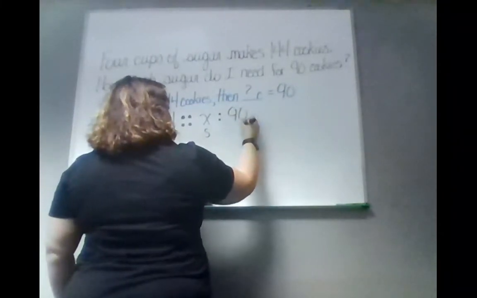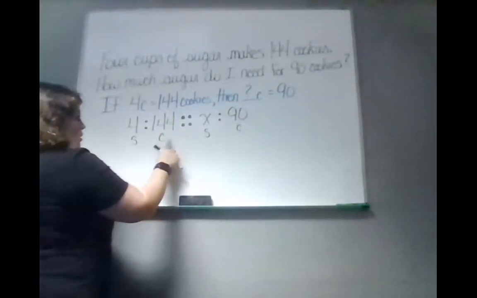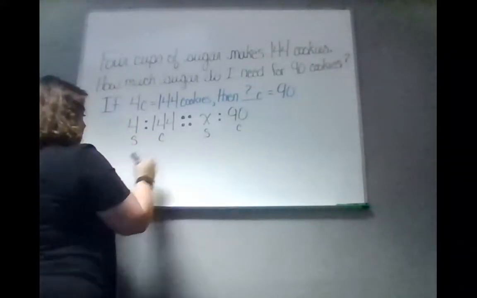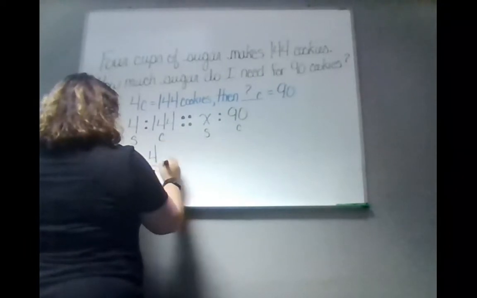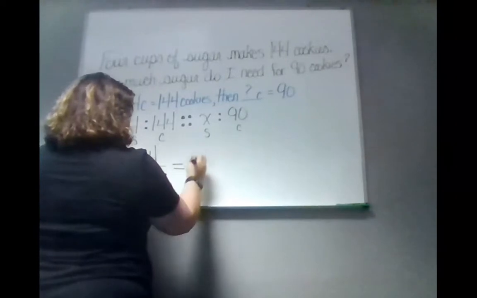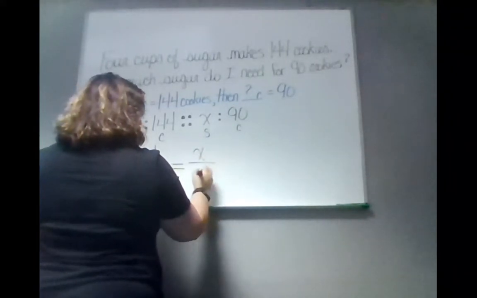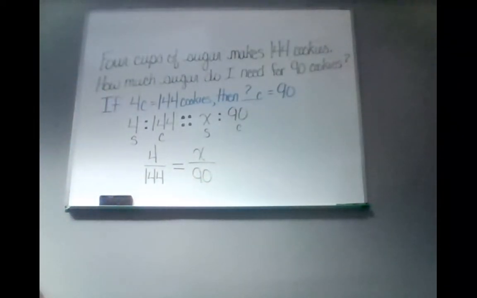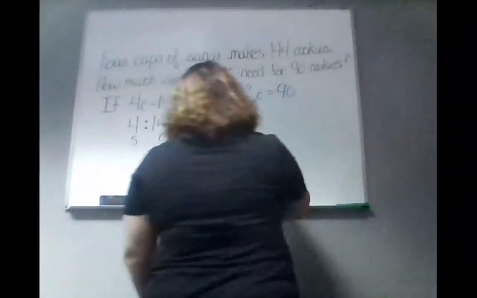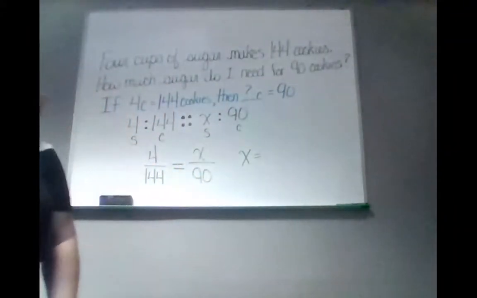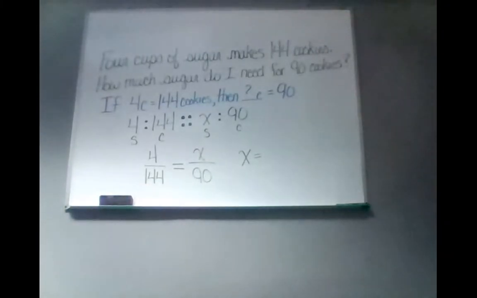And again, I'm labeling this for myself. Sugar, cookies, sugar, cookies. So this way they go in the same order. So 4 over 144 equals X over 90. So if we needed units, we're going to still be in cups. And again, I'm going to wait for you to solve this one to tell me what the answer is, whether you use the calculator trick or whether you use the long way.